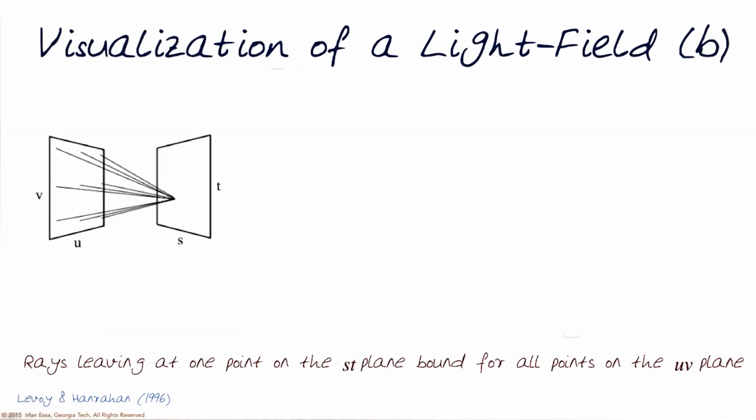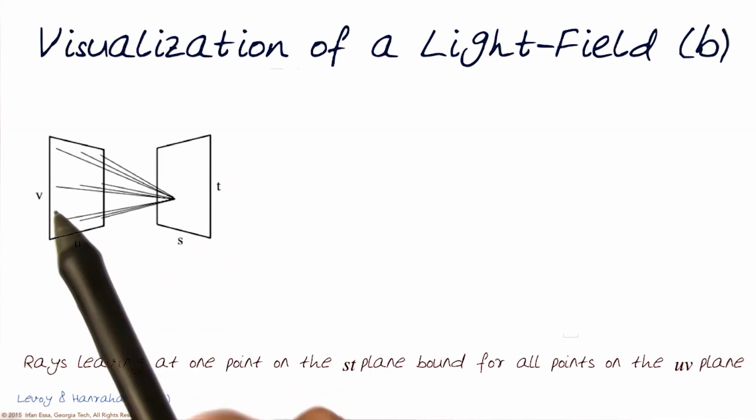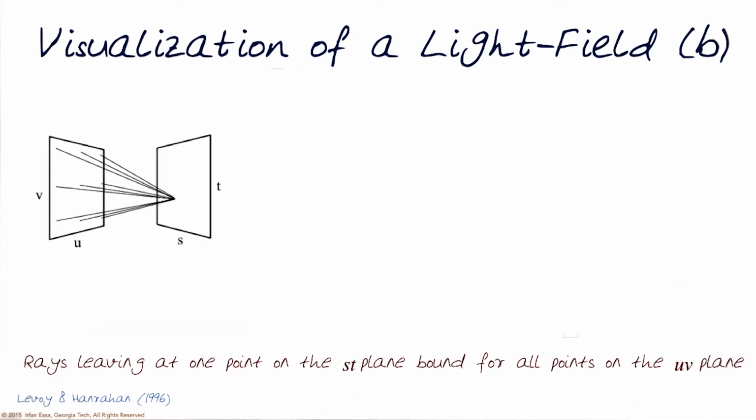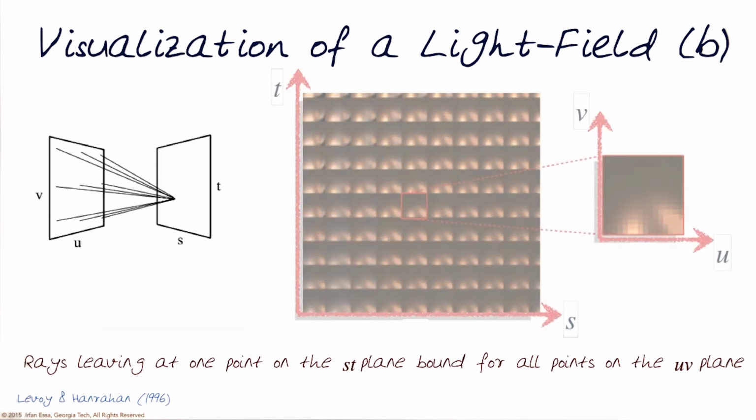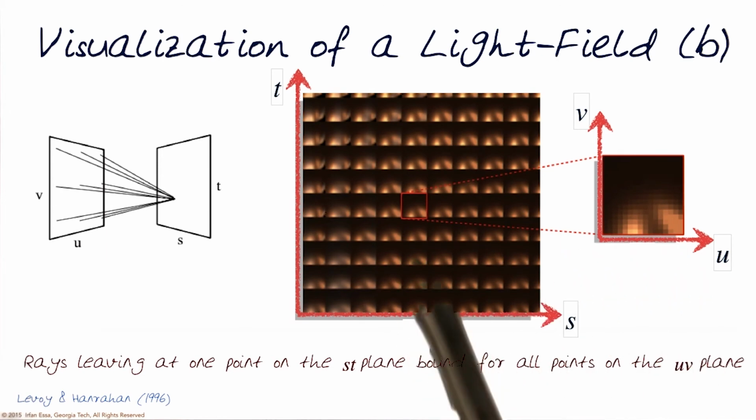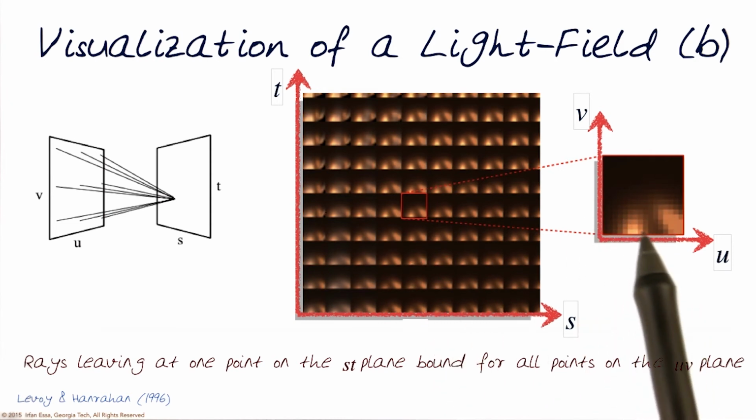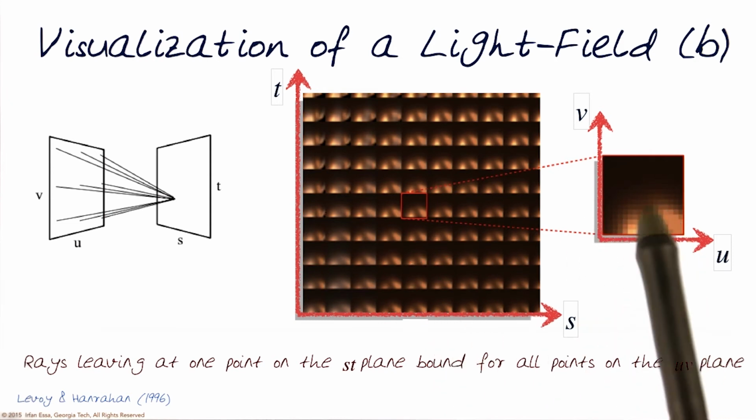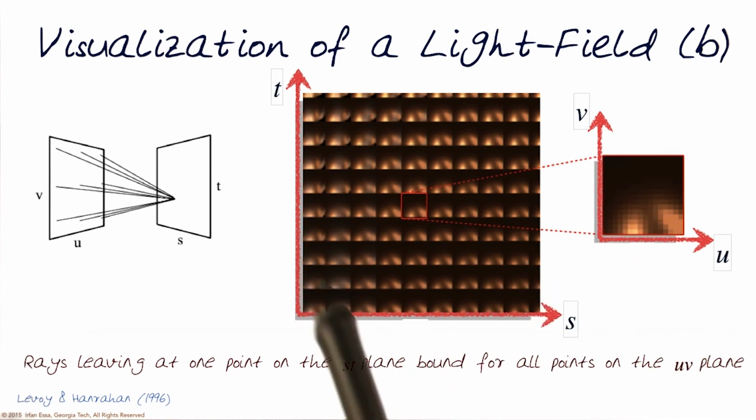What happens in the other case, where now I'm looking at the ST plane and extracting information on the UV plane? So rays are arriving at one point in the ST plane that were bound for all points on the UV plane. Again, a similar structure here, except this time around we're not seeing the objects, but we are actually seeing more local details of the same objects. And of course, this would give me a UV plane. So this shows me local details in the UV plane, while the ST plane was showing me, in the previous case, a lot more detail of the object.